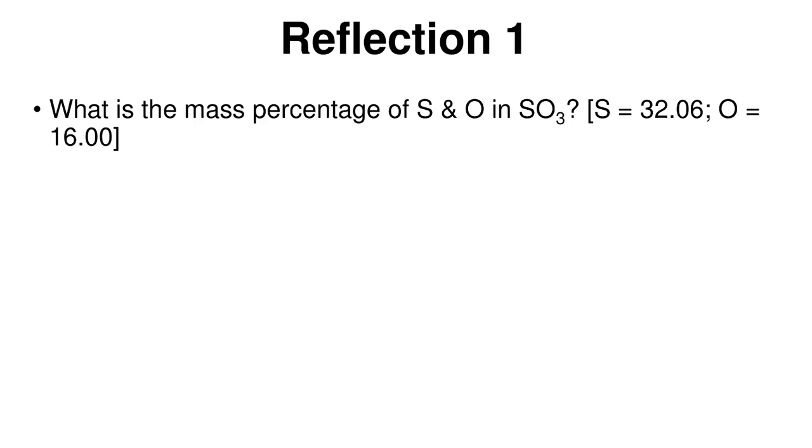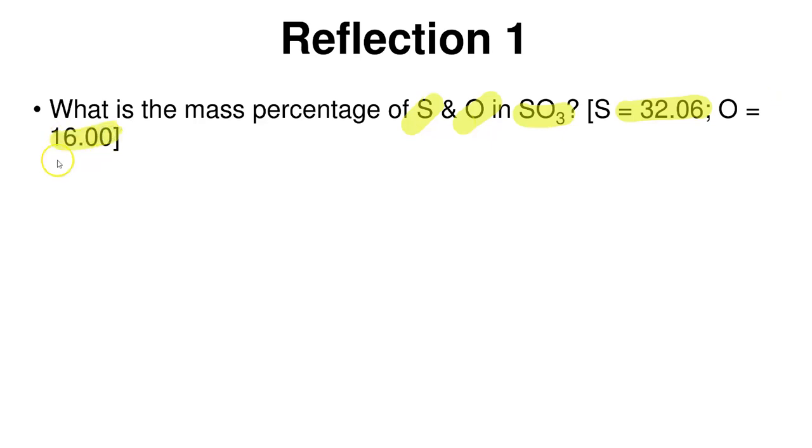The first question says, what is the mass percent? Or you can say, what is the percentage by mass? It doesn't matter how it is phrased. What is the mass percent of sulfur and oxygen in SO3? SO3 is sulfur trioxide. Of course, you have to use your periodic table to figure out the individual masses of both sulfur and oxygen, but I just listed them here. Sulfur weighs 32.06 and oxygen weighs 16.00.